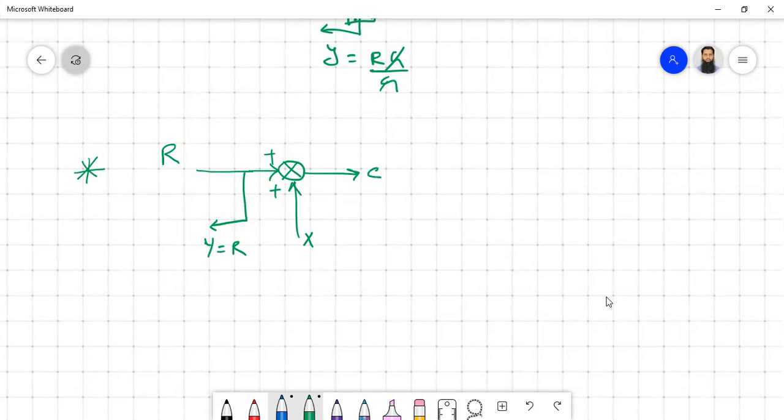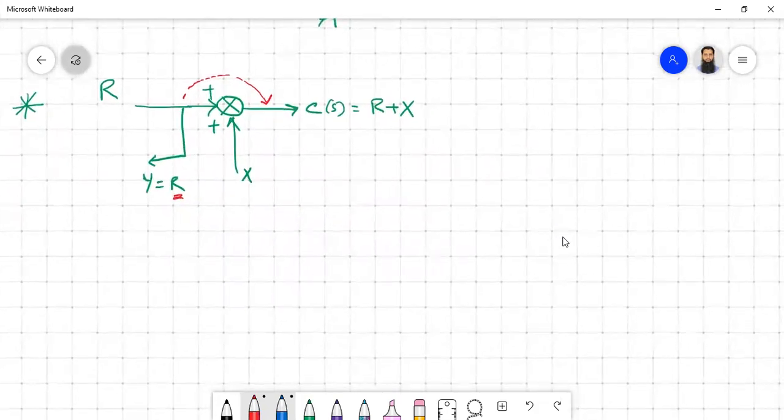So what we are going to see at the output C of S is basically R plus X. Is it okay? Now, what we have to do is shift this pickoff point after the summing junction, but we have to keep the value as R. So let us try to do that. What happens? Let's find out.